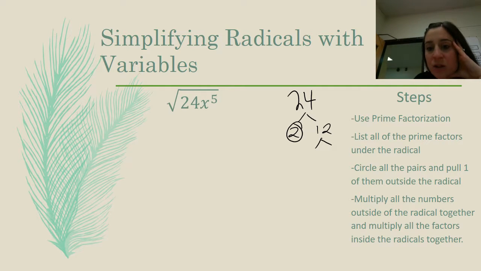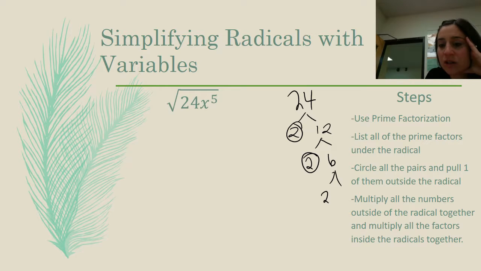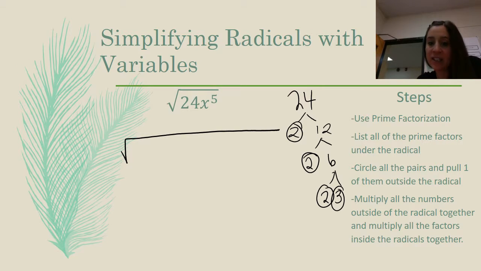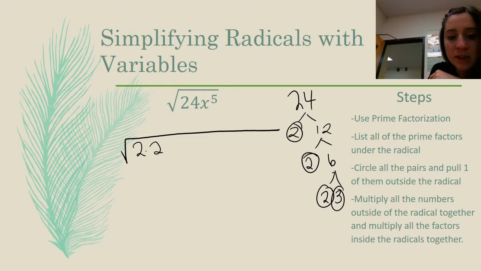Then I can break down 12, which is 2 and 6. Again, I only circle the 2 because that's my prime number. And then I can break down 6 to 2 and 3. And I'm going to circle both of them because they're both prime numbers. Now, next actually, I'm going to write my radical symbol. Now, I'm going to write all of the prime factors of 24. There were 4 prime factors, 2 times 2 times 2 times 3.